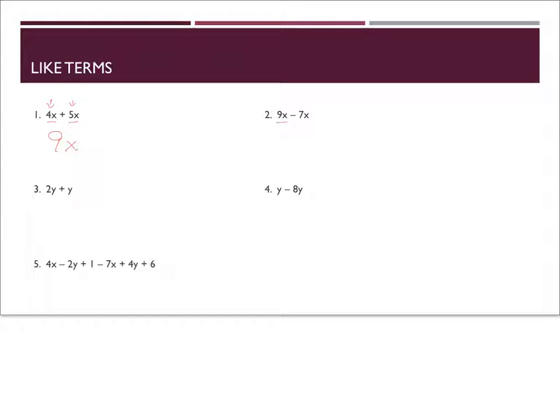In this example, I have a positive 9 and a negative 7 as the coefficients for x. Following the sign rules, I do 9 minus 7, and that leaves me with 2, and I keep the variable x.